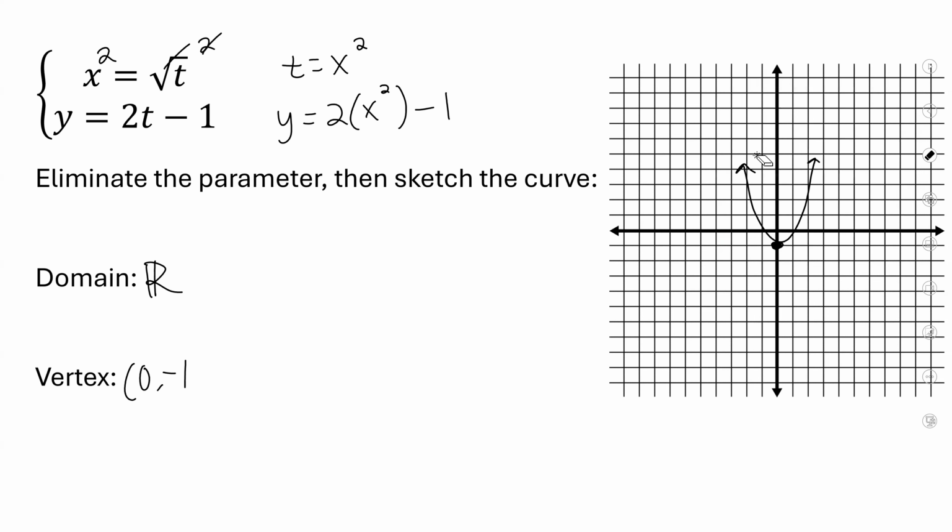Oh, hold on, wait. My domain is not all real numbers. What did we say, guys? Why am I only getting the positive side? Because if we look at the original problem over here, you cannot put negative numbers under here, because that would give you an imaginary. So that means your t values need to be greater than or equal to 0, which means your x values are also greater than or equal to 0. So that is your domain. You could also write it as 0 to infinity. So you're only going to have the right side of this parabola.